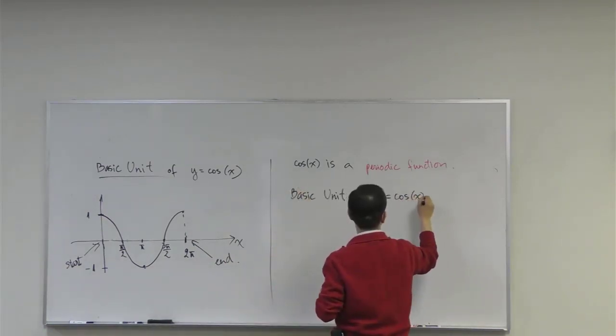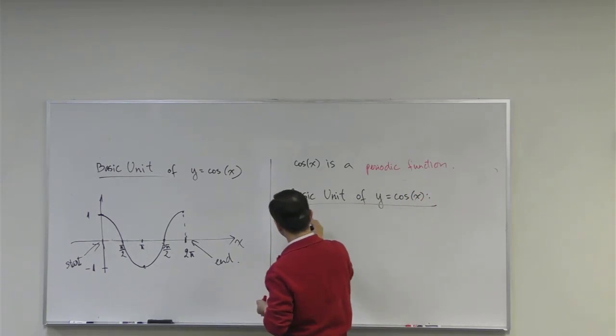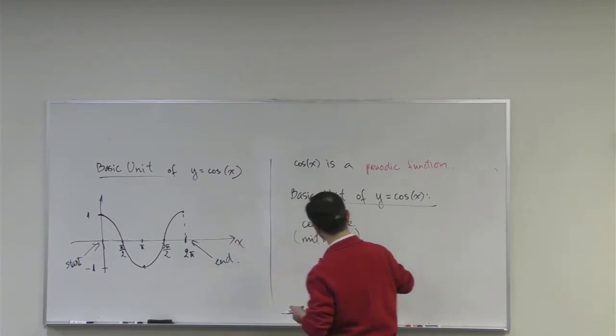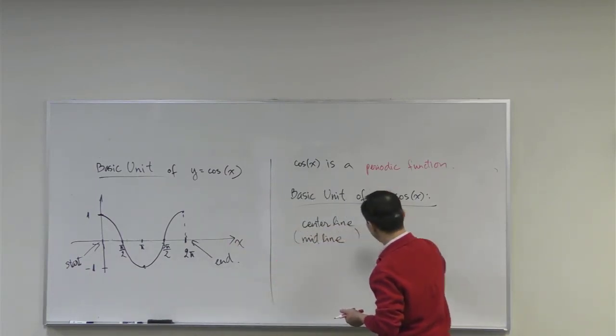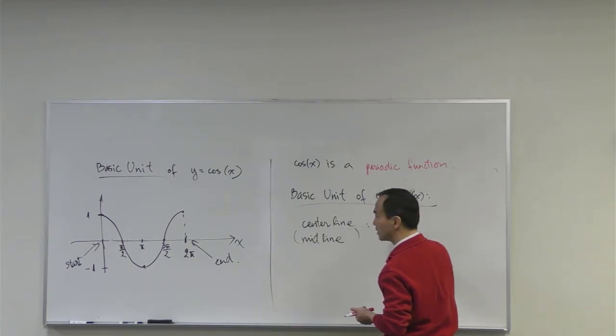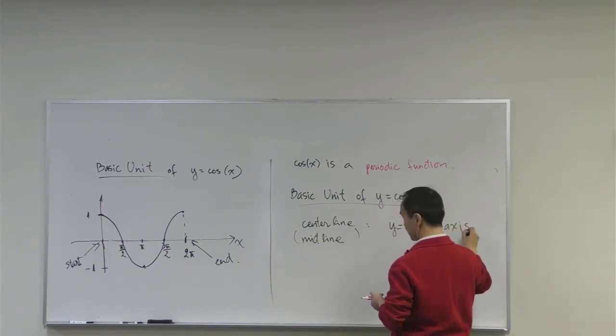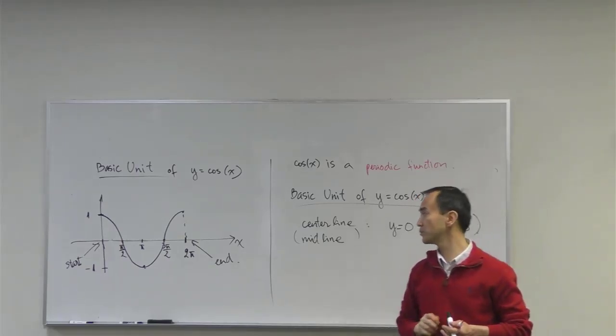Some more information about that. We want to know, see, there's a center line, right? Center line, or sometimes I may also call it a midline. Right? What's that line there? For this specific function right here, y equals 0, the x-axis. It's right through the graph, right?